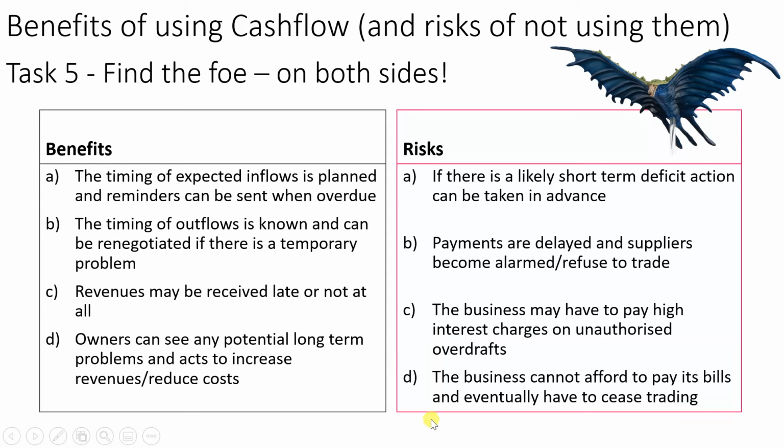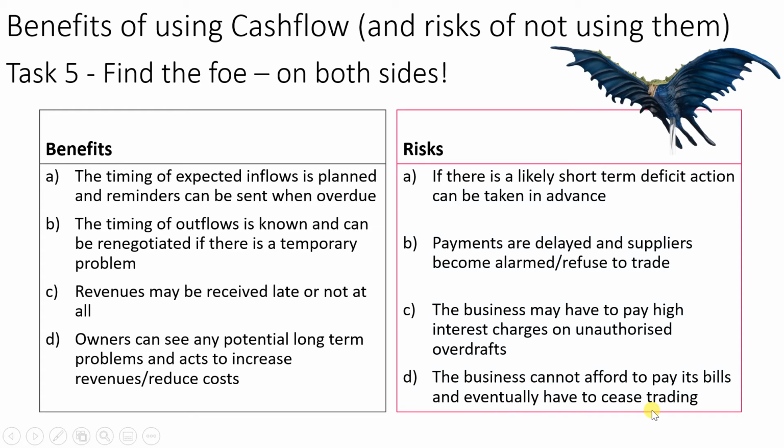If you're wondering what that means, an overdraft is an agreement that's made with a bank where your money goes in for everyday spending, your current account. You're allowed to go into minus money, but an overdraft is a temporary arrangement. Unauthorised is you're going into minus money without the bank's permission. Statement D, the business cannot afford to pay its bills and eventually will have to cease trading.